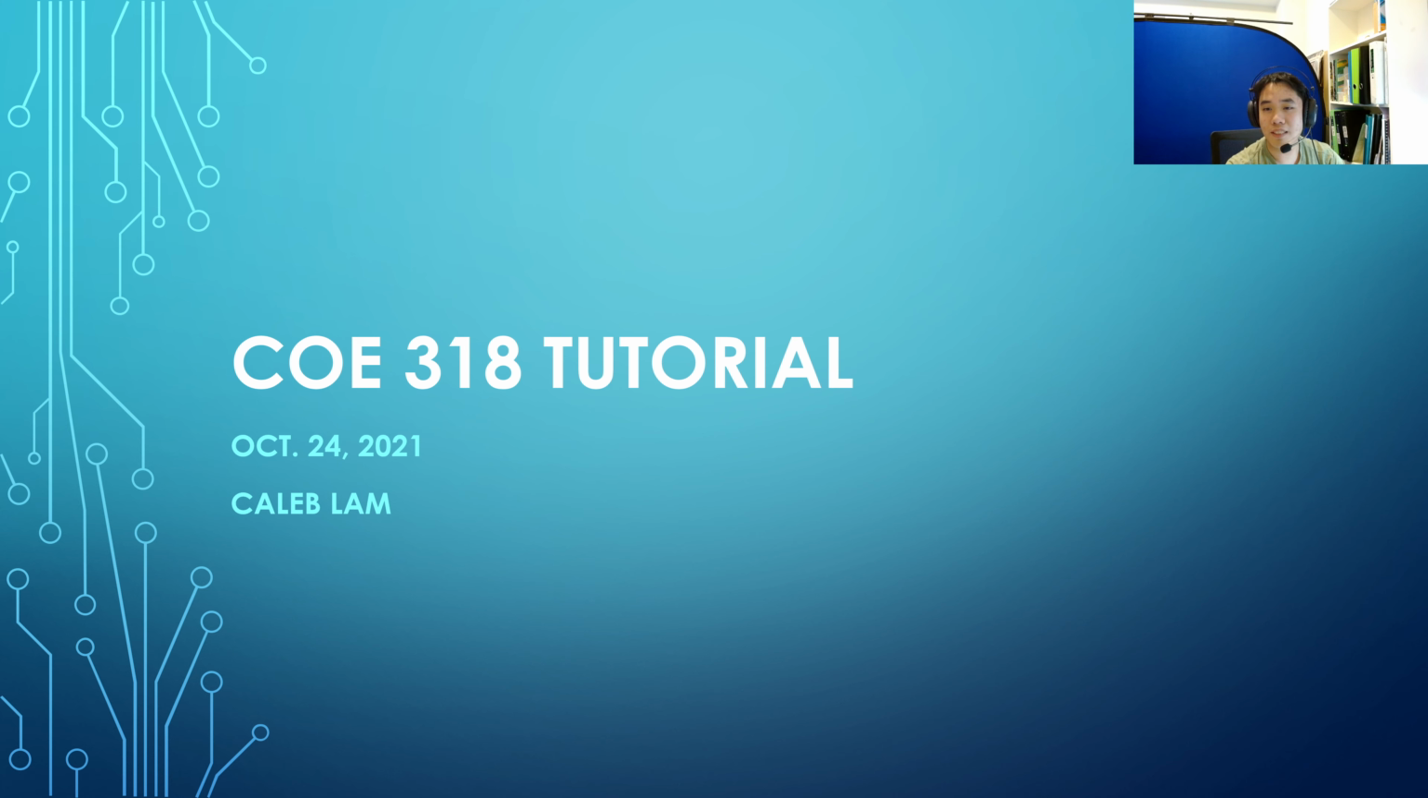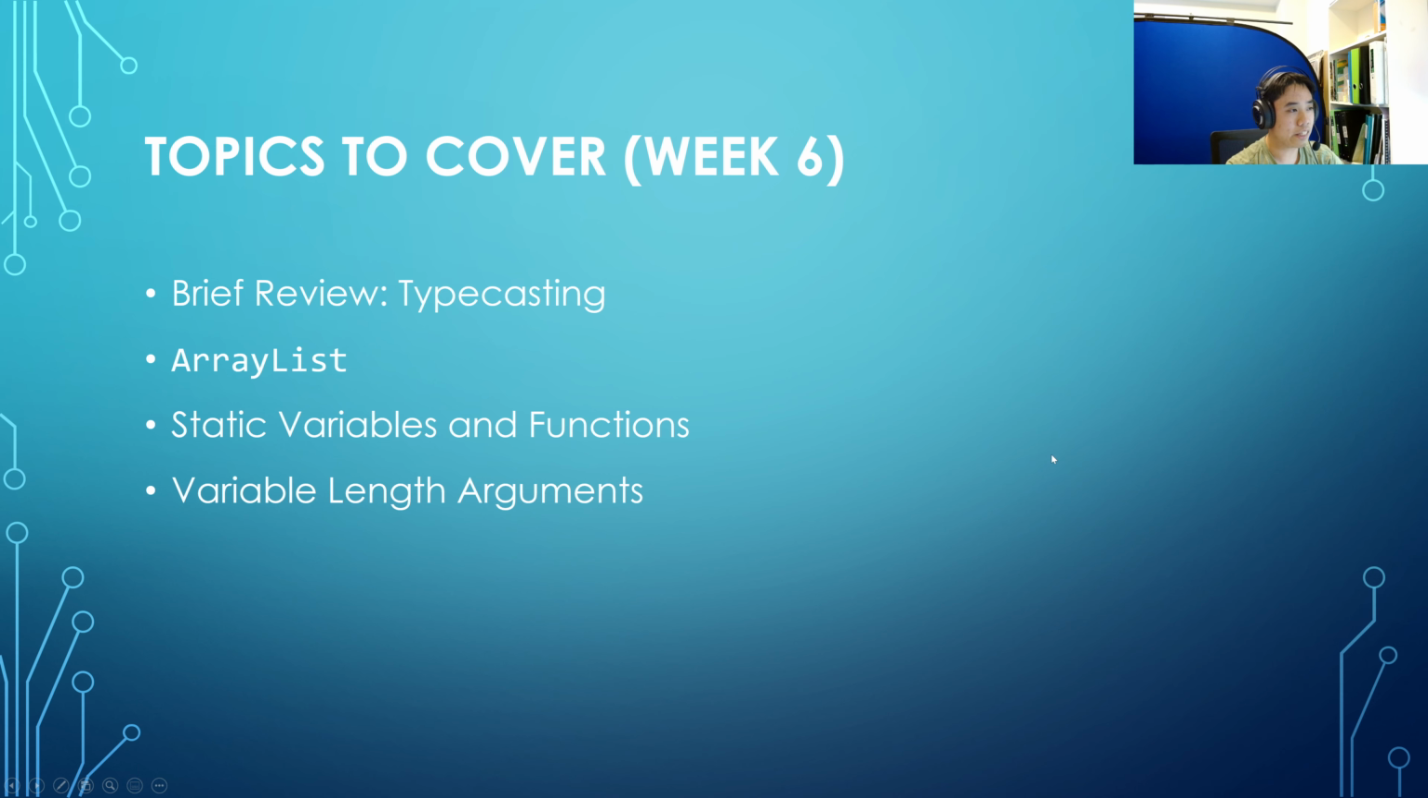So today is just a review of what we are doing in week 6. So like array lists and stuff. Yep, so that's typecasting, some array list, a bit of static variables and functions. I briefly mentioned that in the previous tutorial, but this time it's a bit more in detail. And finally, we have variable length arguments, or for some people, variable arguments or variadic arguments. There are different names, but they point to the same thing. Okay, so let's begin.